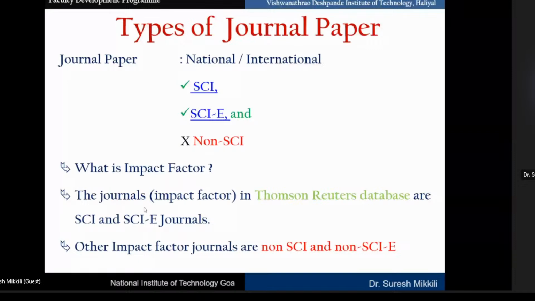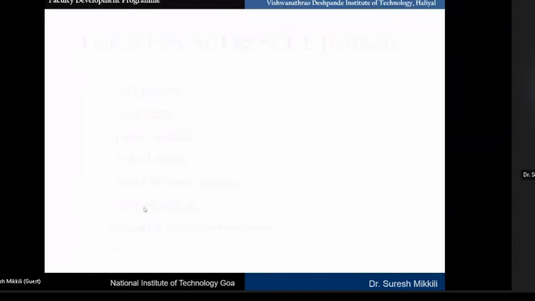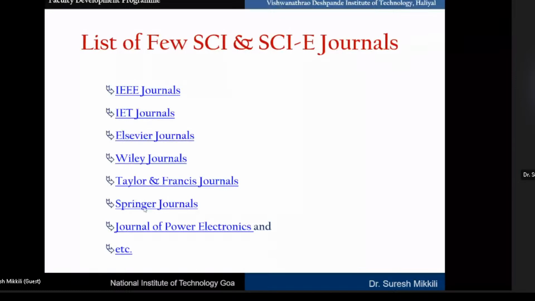That means that many members are citing those papers. Again, what types of SCI journals do we have? IEEE, hundreds of journals. IET, tens of journals. Elsevier, hundreds of journals. Wiley, hundreds of journals. Taylor and Francis, Springer, and ACM journals. So there are so many SCI journals. If you search for a list of SCI journals in civil engineering, ECE, or any field, hundreds will come. These are all available in Clarivate Analytics.